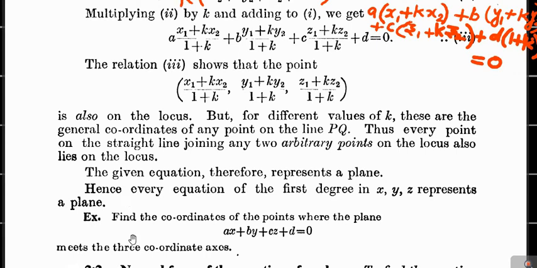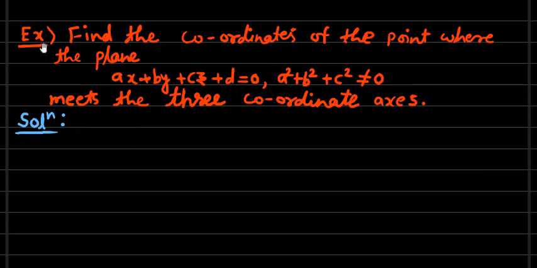Now, there is one example based on that we'll also solve. So the example is, find the coordinates of the points where the plane ax plus by plus cz plus d equal to 0, a square plus b square plus c square not equal to 0, meets the three coordinate axes. So we'll solve this example. Here the equation of a plane is given to us, and we are asked to find the coordinates of the points where this plane meets the coordinate axes. Coordinate axes means x-axis, y-axis, z-axis. So we'll solve this one.